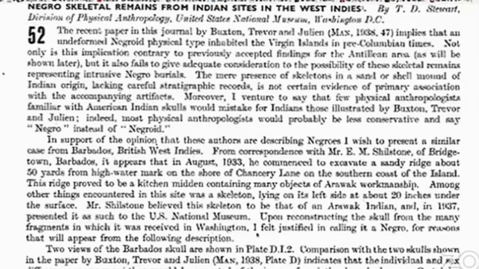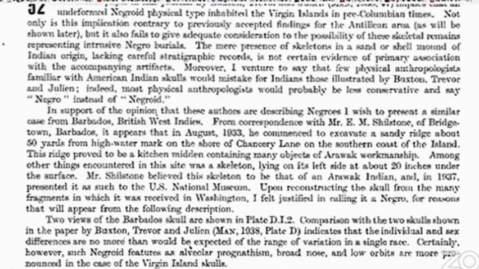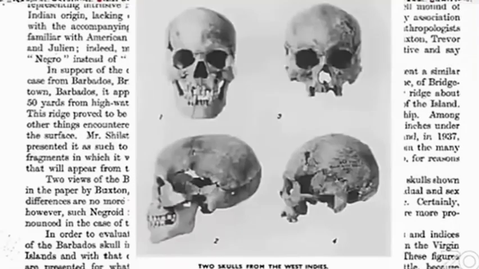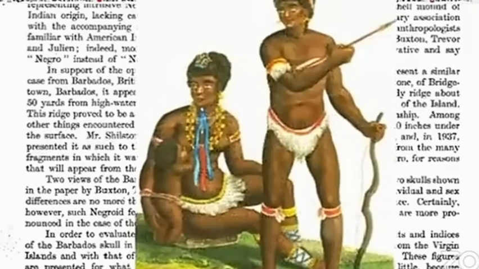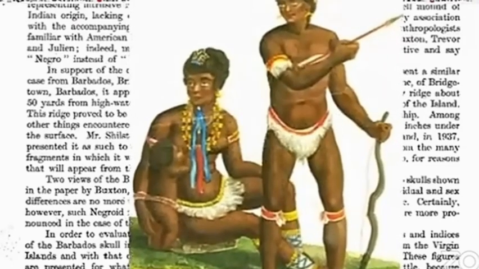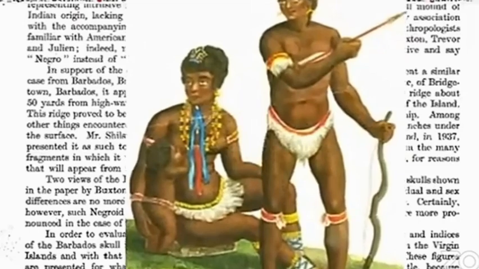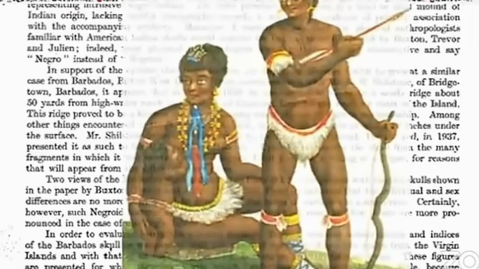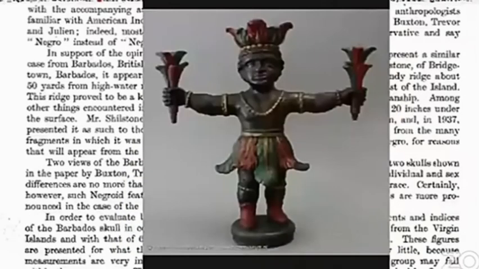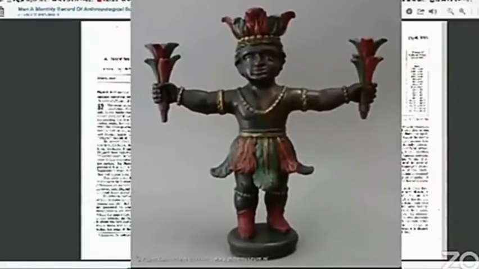On reconstruction of the skull from the many fragments in which it was received in Washington, I felt justified in calling it a Negro, for reasons that will appear from the following description. Two views of the Barbados skull are shown in Plate D1 and 2. Comparison with the two skulls shown in the paper by Buxton, Trevor, and Julian indicates that the individual and sex differences are no more than would be expected of the range of variation in a single race. Certainly, however, such Negroid features as alveolar prognathism, broad nose, and low orbits are more pronounced in the case of the Barbados skull. So as you can see, this is information correlating more findings of skulls.